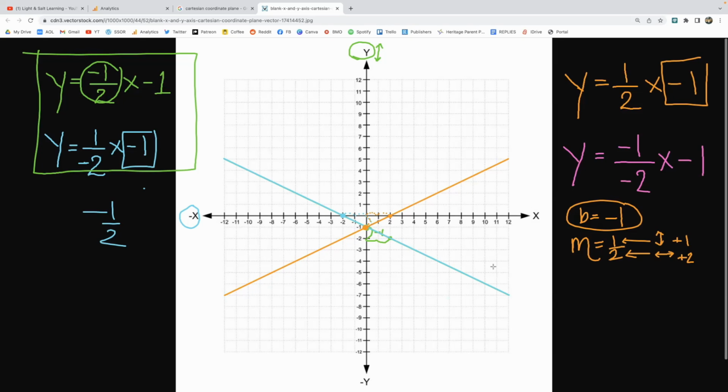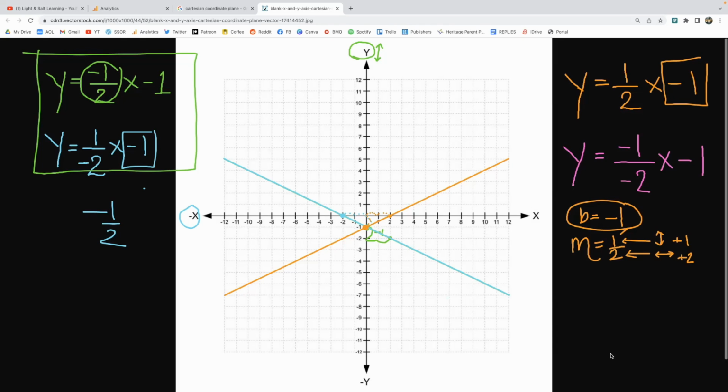Looking from left to right, it's moving up. So positive slope, which makes sense because 1/2 is a positive number. It had a positive slope, so no wonder I have a line that's moving up.